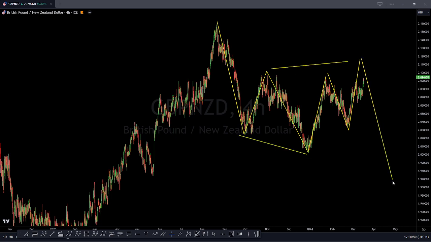This becomes the WXY corrective structure, this being your W here, your wave X here, this to be your wave Y, and then maybe this is when it is going to give us a drop to the downside. So this is a structure that might play out.